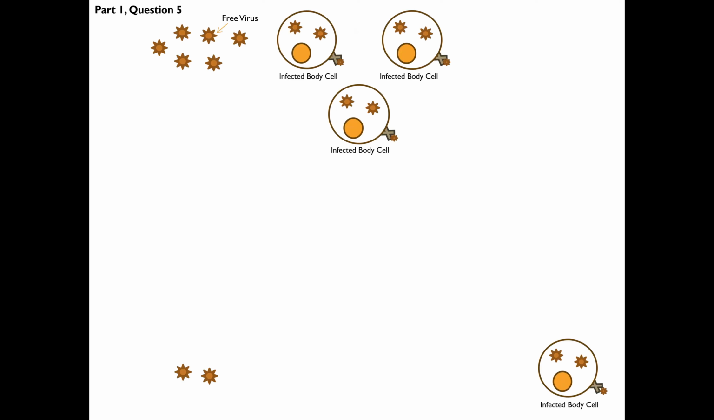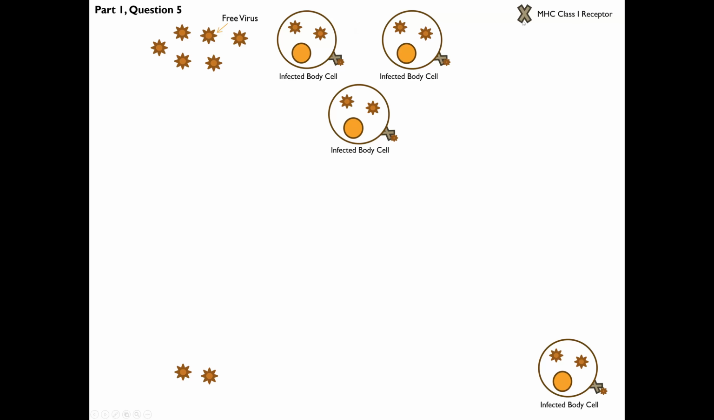So we're going to start with some infected body cells. So these are cells that have been infected by a virus. And then we also have the free virus, which is virus that is in the bodily fluids that is hunting out new cells to infect. So remember, we kind of have two different problems to deal with: infected cells and free virus particles.